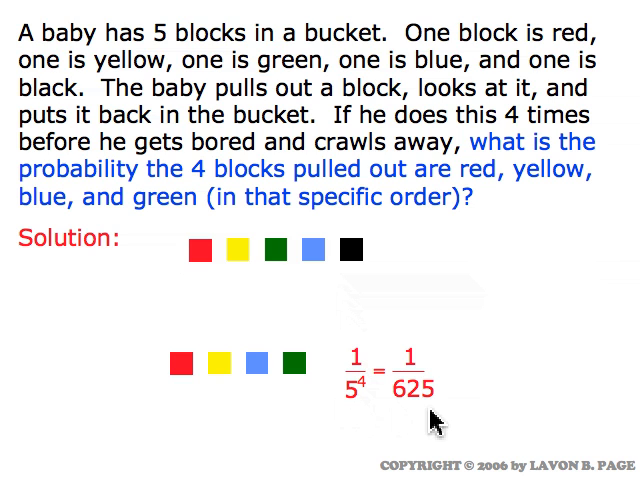5 to the 4th power is 625. So there's 625 possibilities for the sequence of 4 colors that will be obtained when the baby does this. Now, of those 625 possibilities, the particular sequence red, yellow, blue, green is only one of the 625 things we just counted. So the probability of this specific color sequence being the one that occurs is one chance out of the 625 possible chances for the sequence of 4 colors that's obtained when the baby does this.